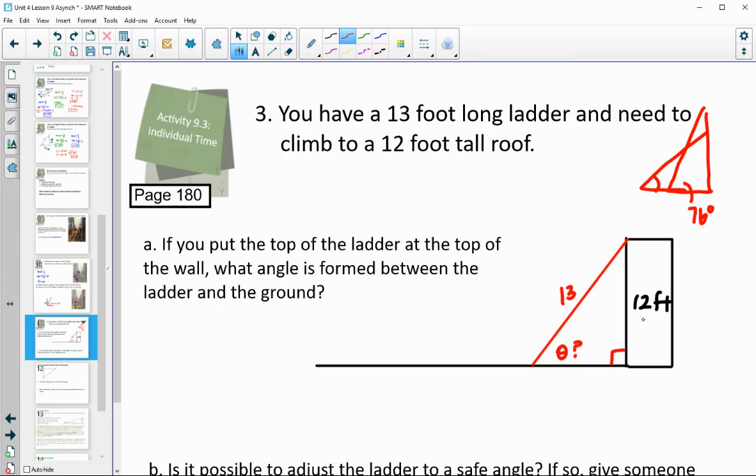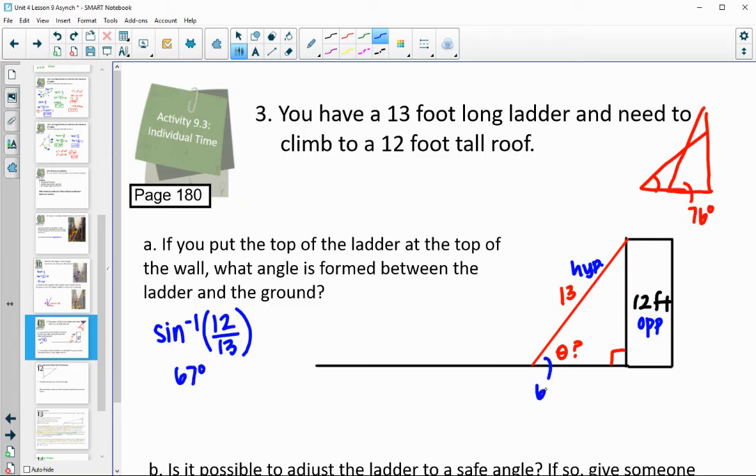So we've got the 12, which is opposite of the angle. And we've got the 13, which is the hypotenuse. So that's one way to figure it out. Okay, opposite and hypotenuse is sine. So we'd be looking at the sine inverse of 12 over 13. Okay, and you can put that into your calculator, and you'll get an angle of 67 degrees. Okay, just over 67 degrees.